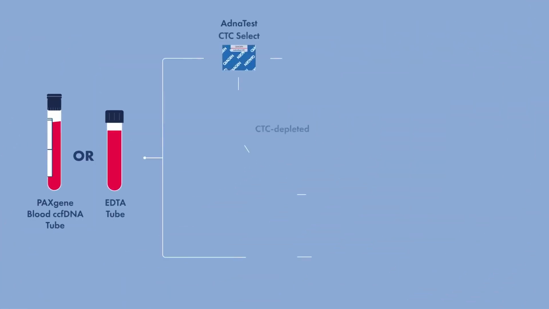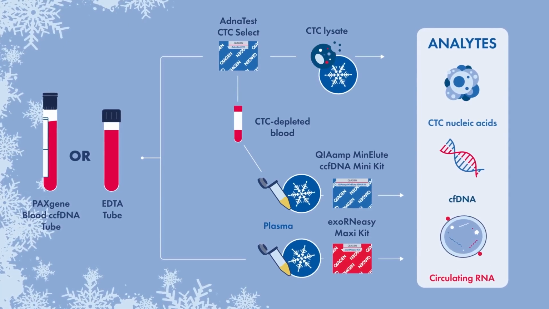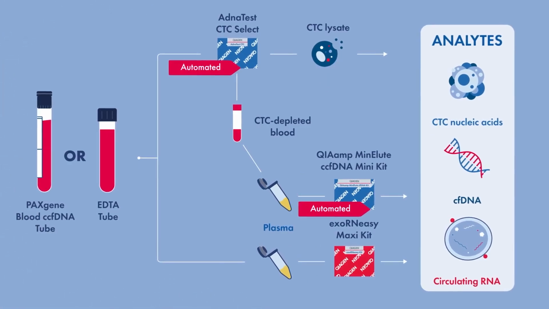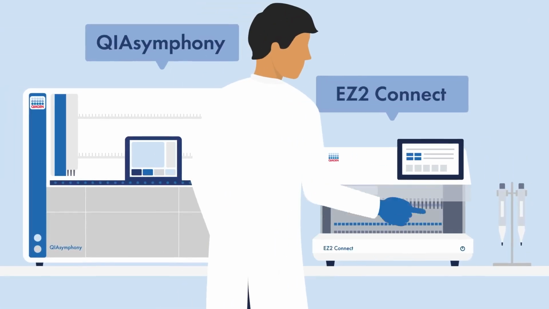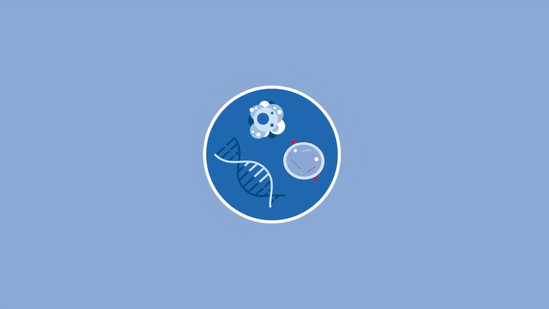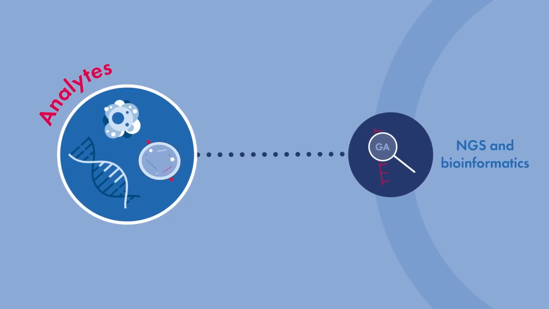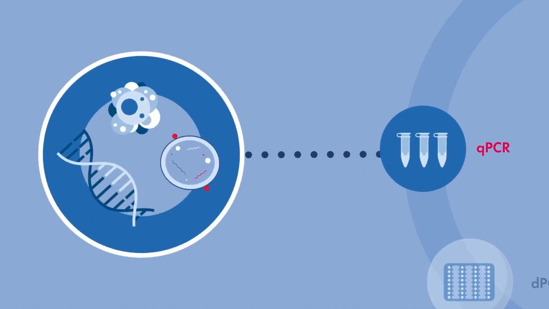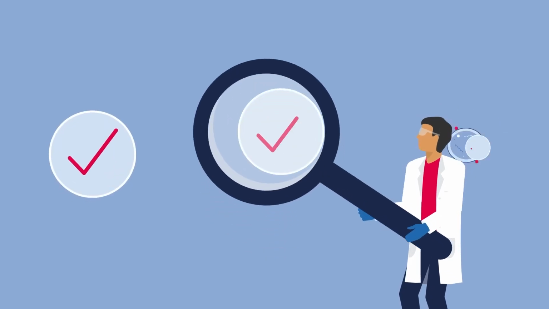The multi-analyte workflow also offers the option to freeze samples at certain steps, which allows convenient planning of laboratory work. Some steps can also be automated on the QIAcube Connect or on the QIAsymphony system to meet your laboratory needs for throughput, reproducibility, and flexibility. Analytes can be used for downstream applications such as next-generation sequencing and bioinformatics, digital PCR, and real-time qPCR. It's that simple. Now you are ready to do multi-analyte testing on your own.